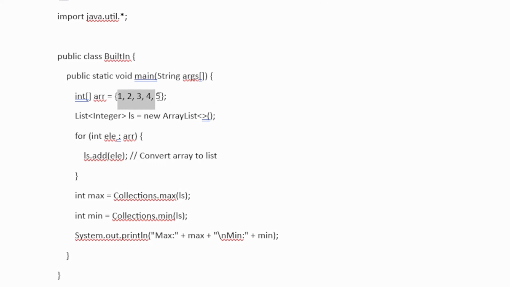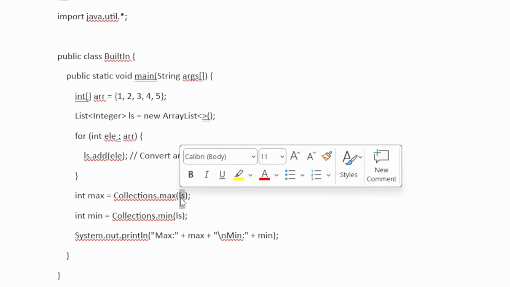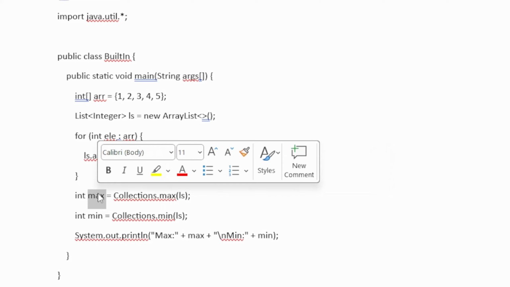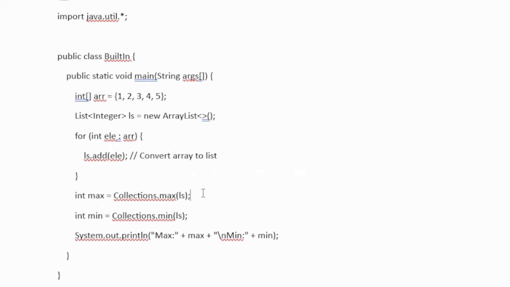After assigning all elements of the array to the list, we are passing the list to Collections.max. Here Collections is nothing but a class and max is nothing but a method. So we are passing this ls, which is nothing but the list, to the max method, and it will find the maximum element in the list, which here is 5. So max is 5.